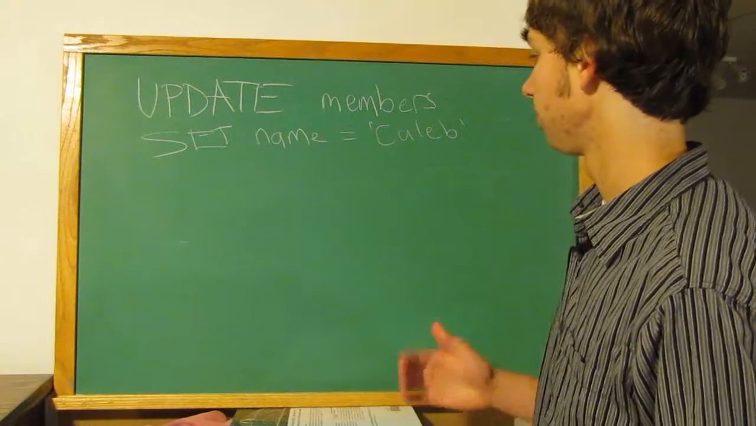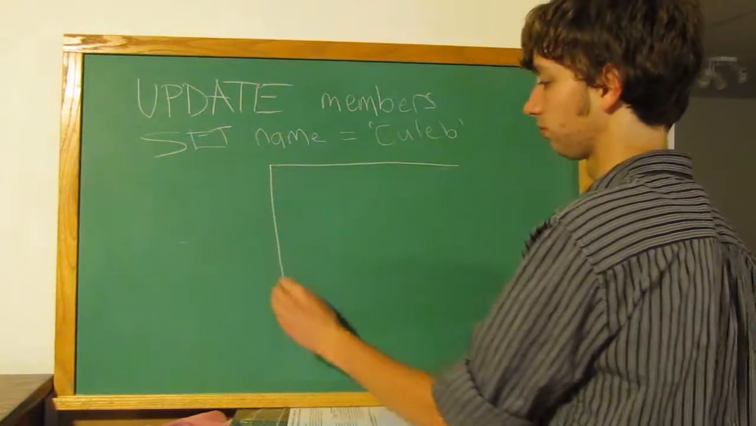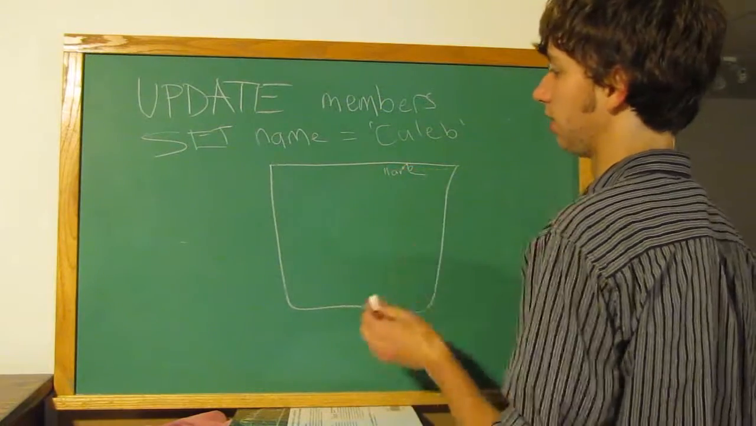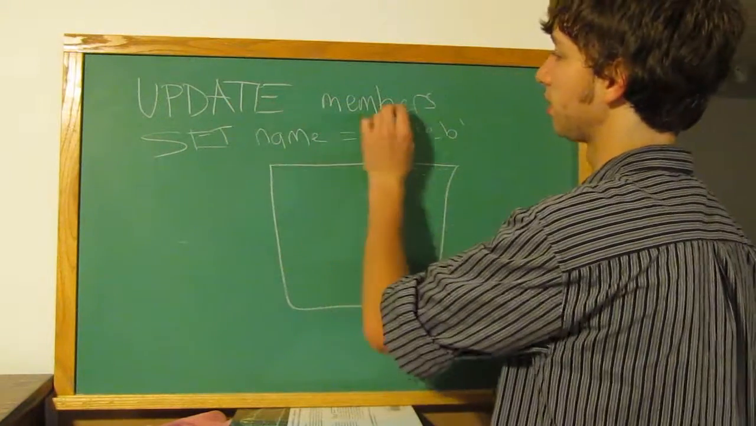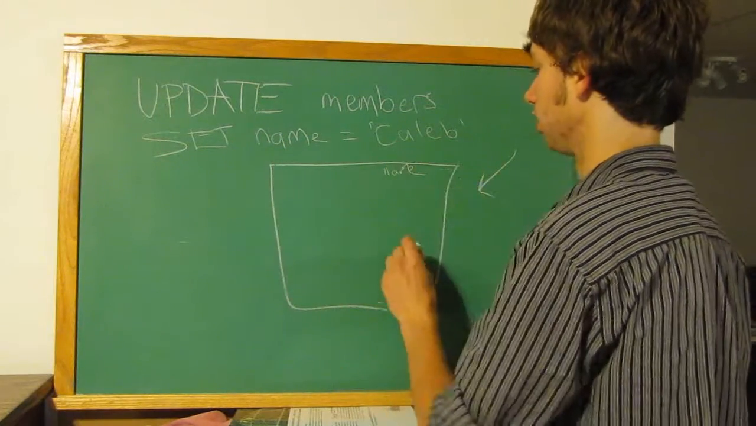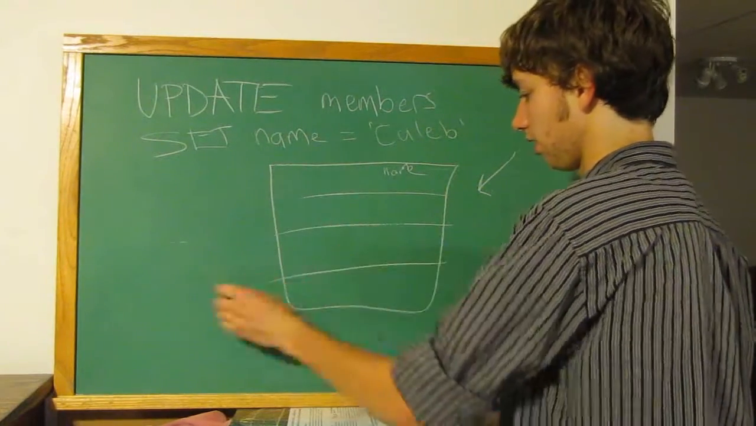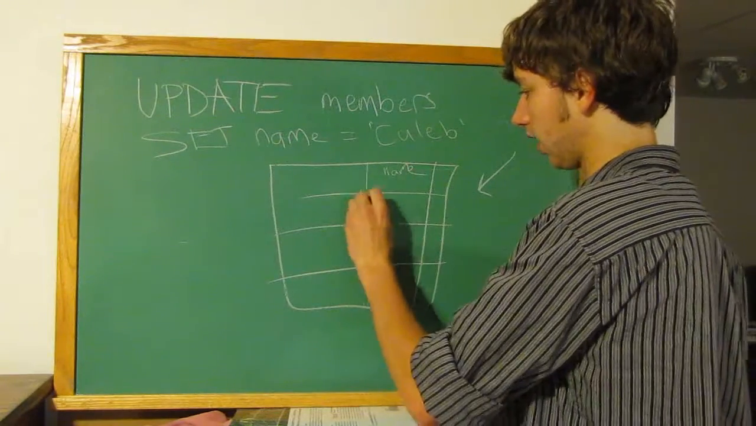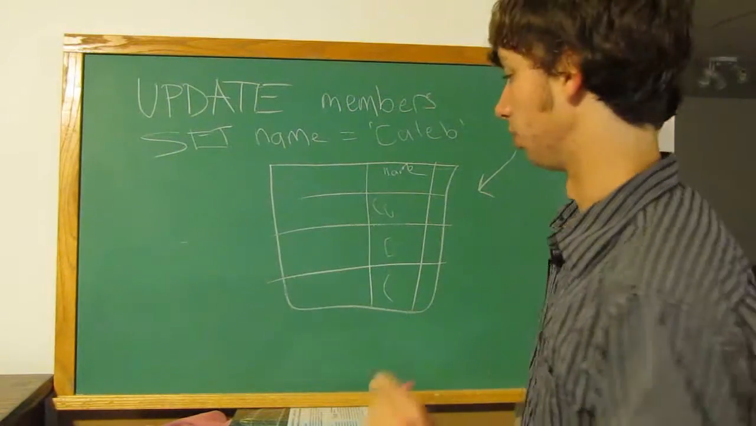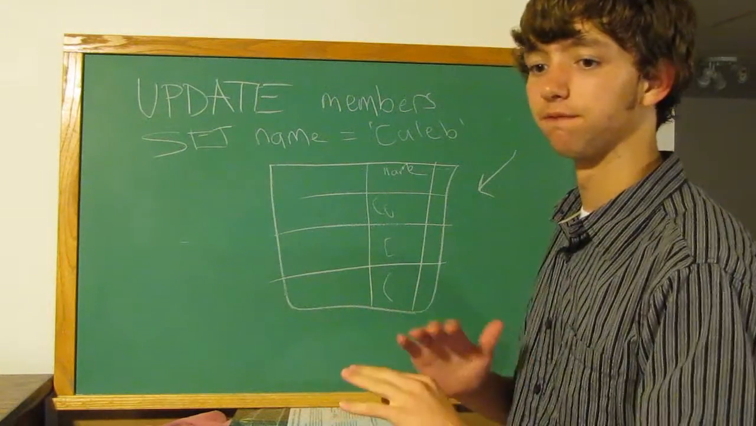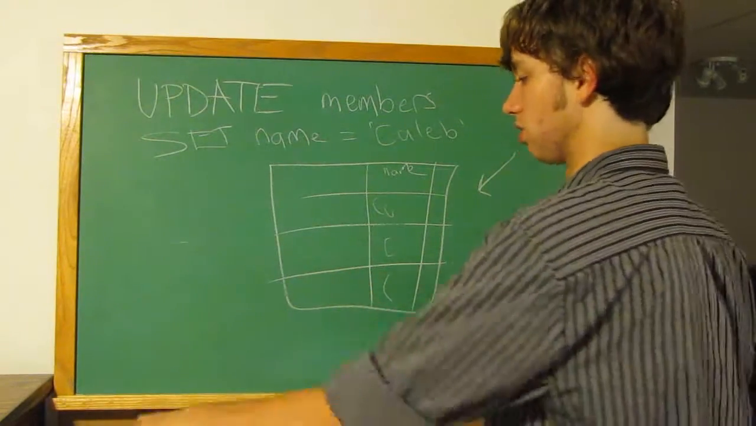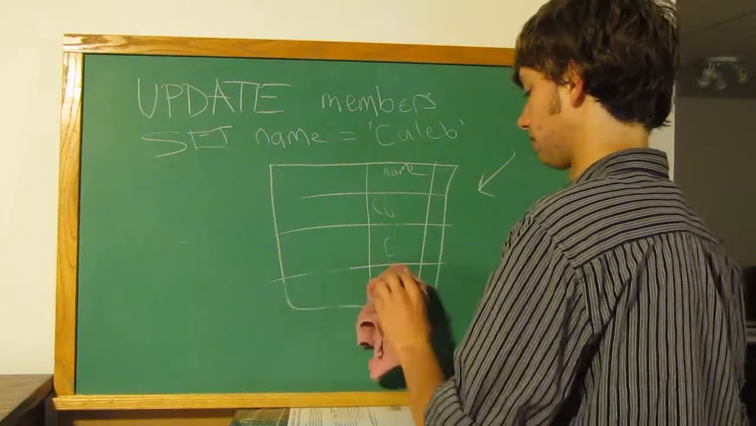So what you want to do, let's say we have this table, and then we have name as a column, and what this is going to do, we're going to update the members table, which is this table right here, and then we're going to set the name to Caleb. So all these rows, the name is going to be Caleb, Caleb, Caleb. And it's going to affect every single row, which you do not want. Unless you really specifically need that, the chances are you're not going to need this. So that's not the best idea.